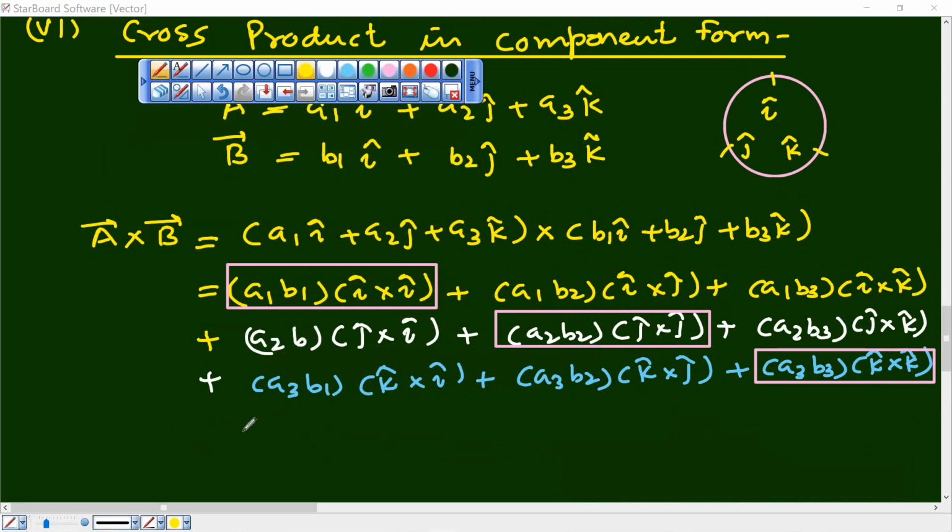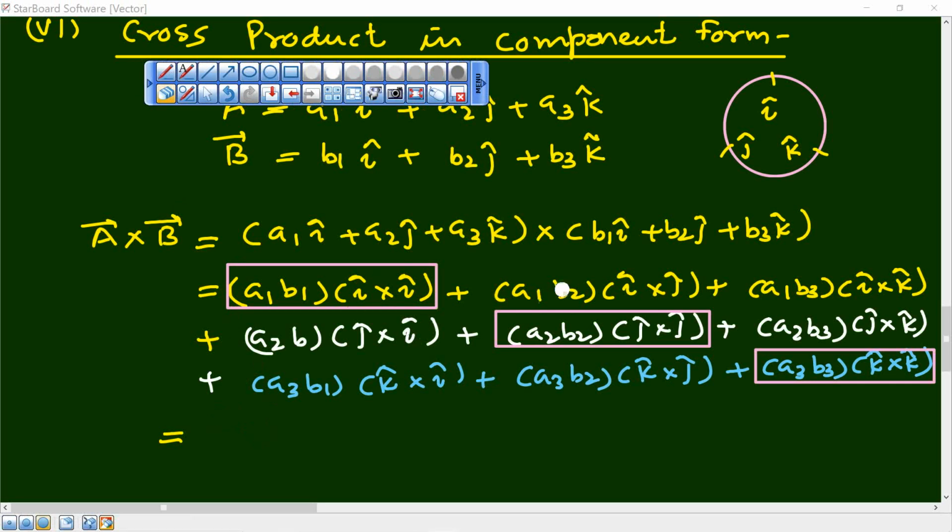This would be, let me write equal sign, a1 b1, and what? i cross i goes out. I'm not writing it out, because it is null anyway. The second element is going to survive: a1 b2. And what is that? i cross j. i cross j is k. Good. Very good. k cap. Right. And then you have a1 b3.